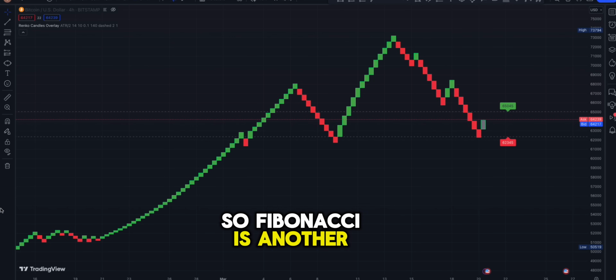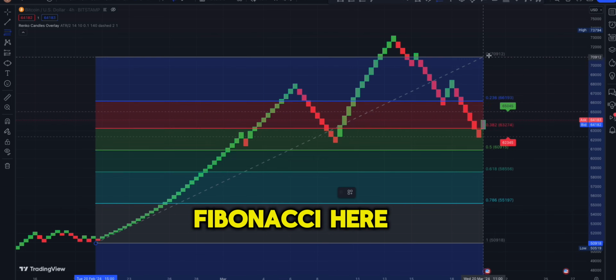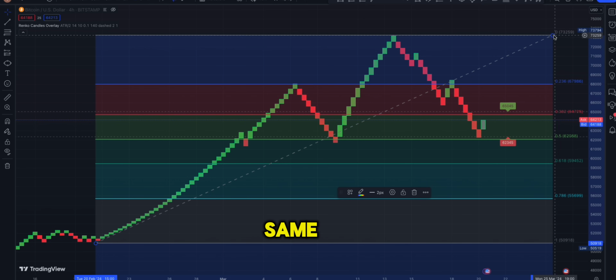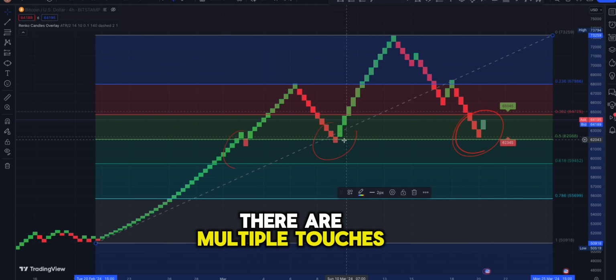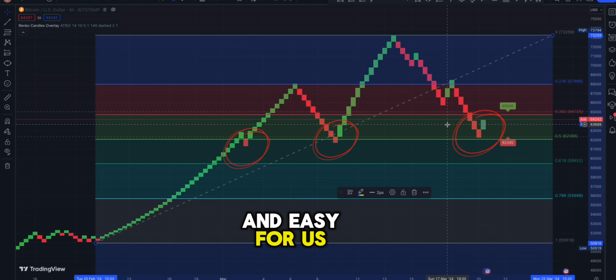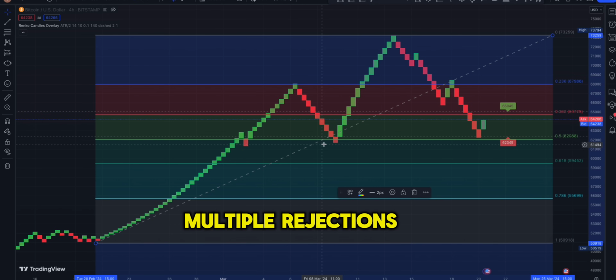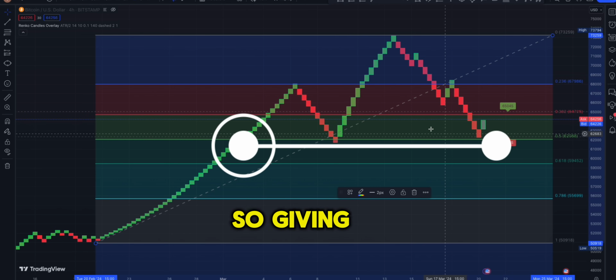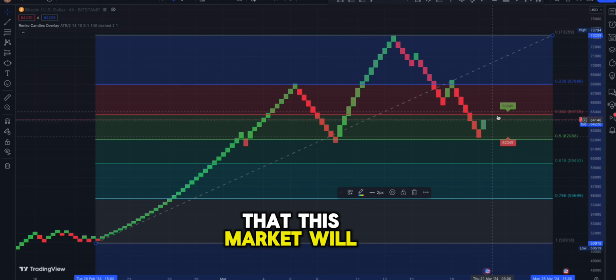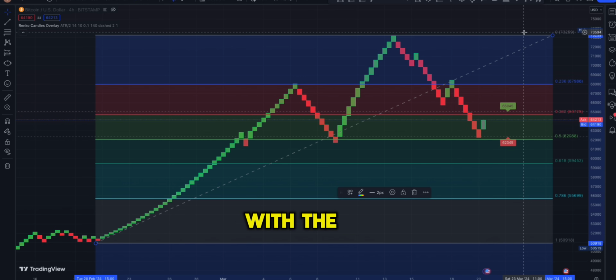So Fibonacci is another powerful tool we can use in line with the renko chart. Let's bring out our Fibonacci and plot right away. So let's say we are plotting our Fibonacci here to this side. You can notice that there are multiple touches here, and you can see how clean the chart looks and how easy it is for us to understand the market direction. So we can see there are multiple rejections around this zone, giving us a higher chance that this market will bounce back. So that is how to use the Fibonacci with the renko charts.